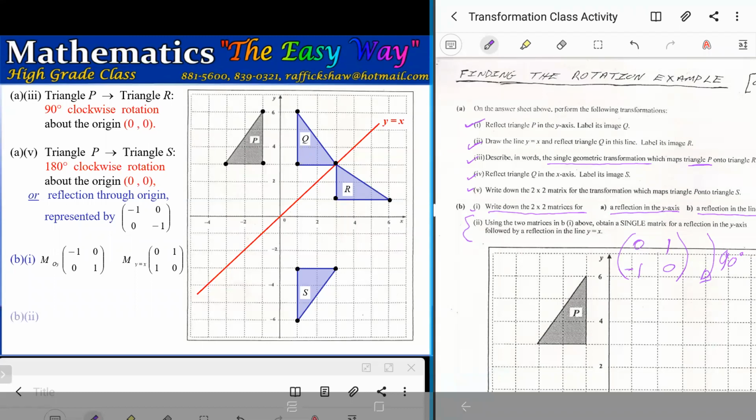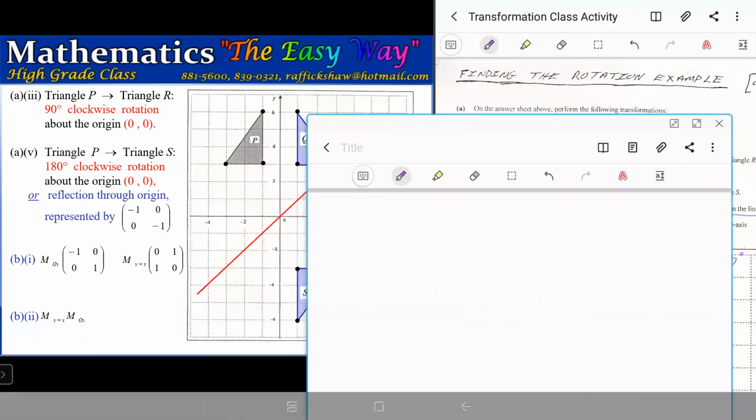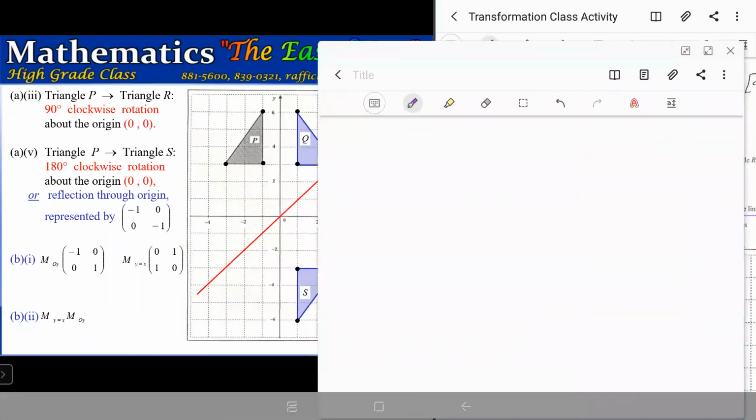Let's look at it. Part B2, our answer is the second transformation multiplied by the first one. The y equals x reflection multiplied by the y-axis reflection, right? The second matrix multiplied by the first matrix. Let me show you the calculation over here. Let me just write it out.